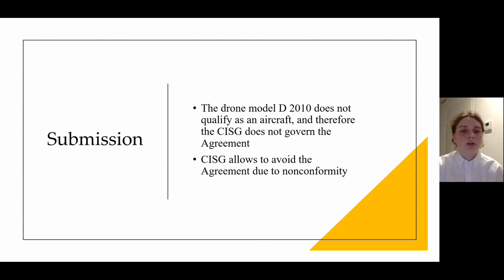The respondent also relies on the CISG to avoid the agreement due to nonconformity. The issue at hand is whether the CISG applies to the current agreement between the parties, given that the claimant argues that the drone model G2010 does not qualify as an aircraft, while the respondent claims the opposite.